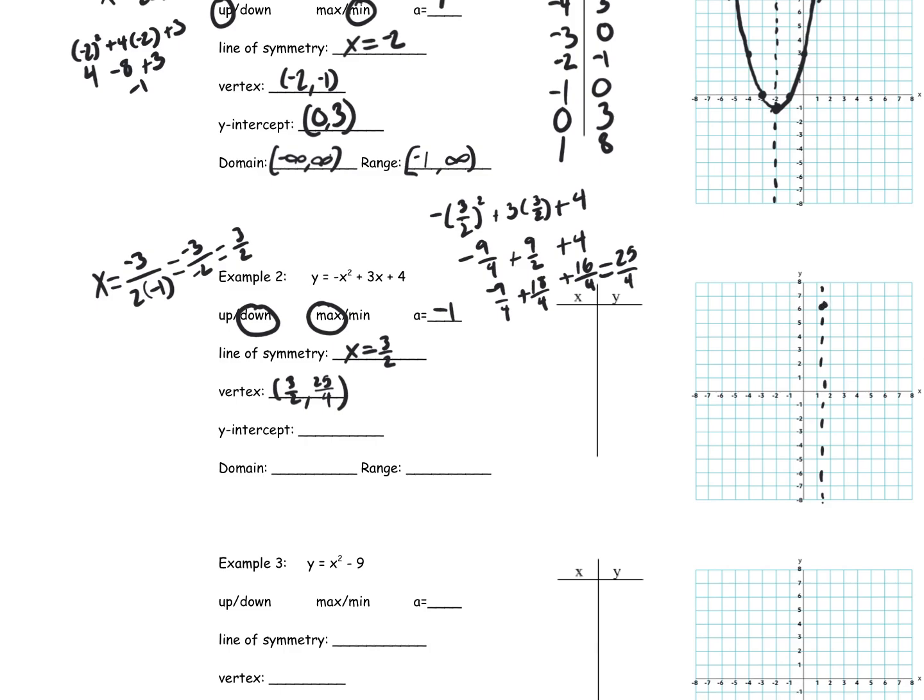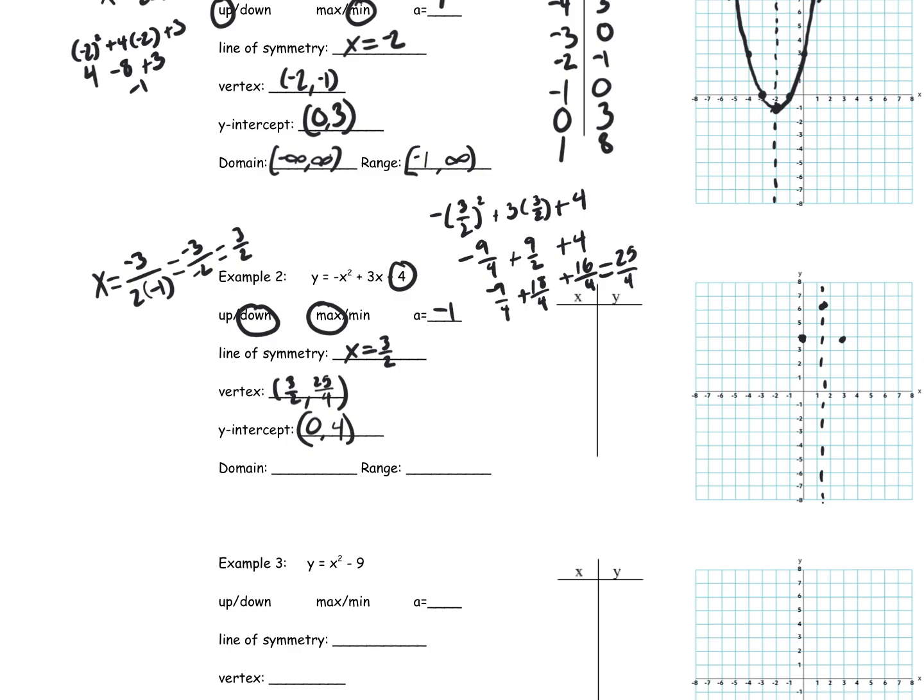All right, so we plot that point there at 6 1/4, 25/4. And that's our vertex. Our y-intercept is, of course, going to be at 4, so 0, 4. And we can mirror that. So we would have a point at 3, 0 as well. All right, so we've got some points we can fill in.